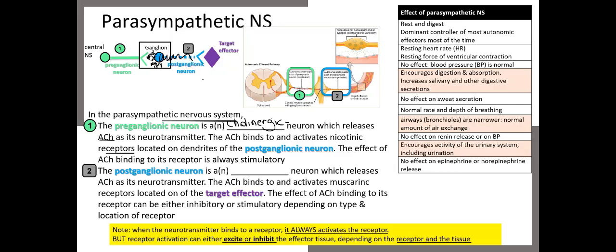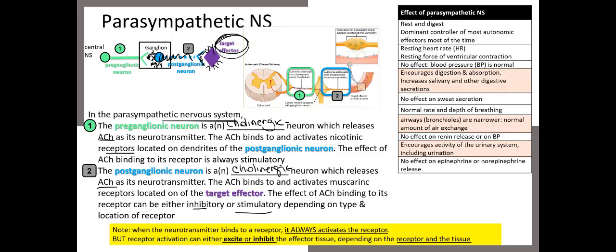The postganglionic neuron is a cholinergic neuron that also releases acetylcholine, right? That's what cholinergic neurons do. And what happens is that the acetylcholine released by the postganglionic neuron at the axon terminal then binds to cholinergic receptors on the target effector cell, right? And the effect of acetylcholine binding to receptors on the target effector cell can be either inhibitory or stimulatory depending on the type and location of the receptor.